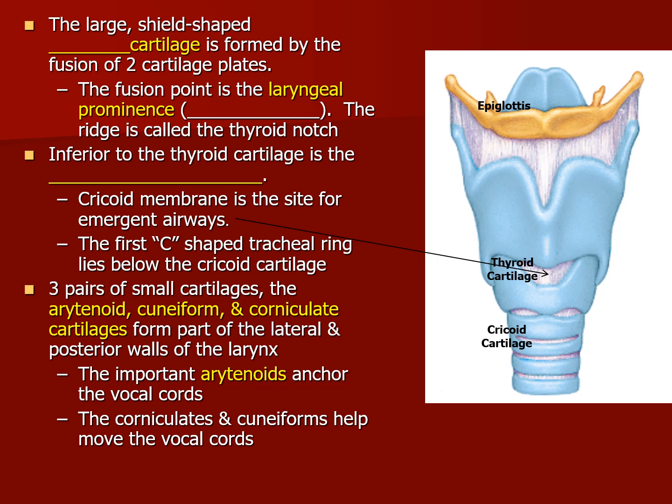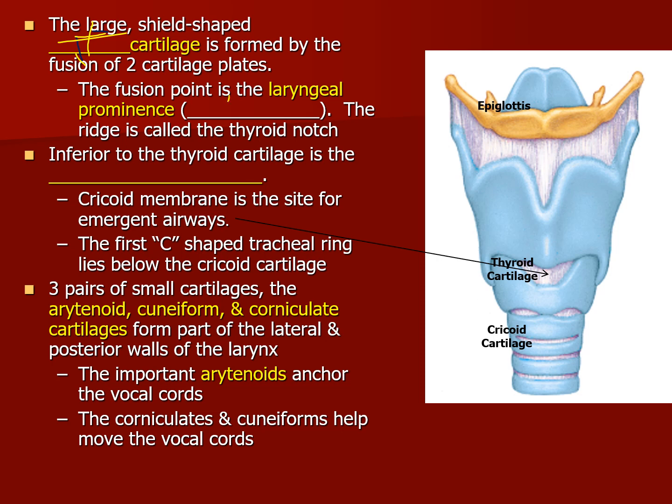So the large shield-shaped single cartilage is going to be the thyroid cartilage. That's what goes in up here, T for thyroid. The thyroid cartilage is formed by the fusion of two cartilage plates. This happens in utero, right? So the fusion point is called the laryngeal prominence, also known as the Adam's apple.